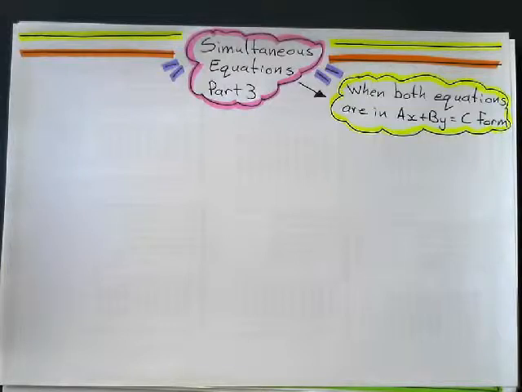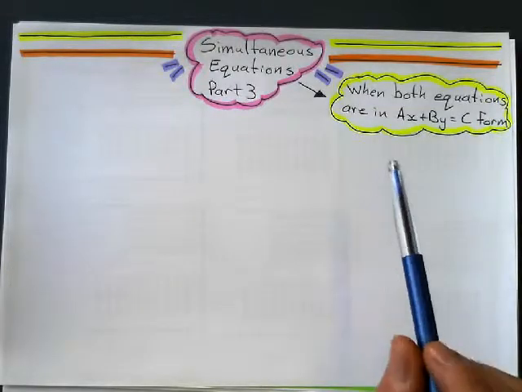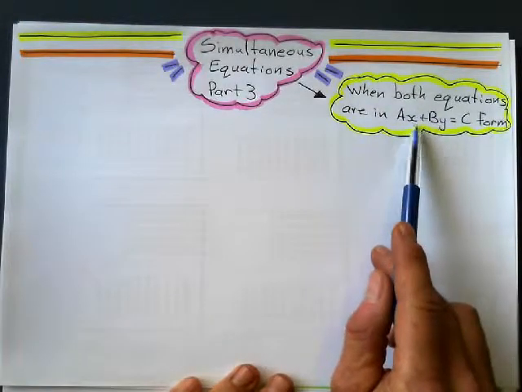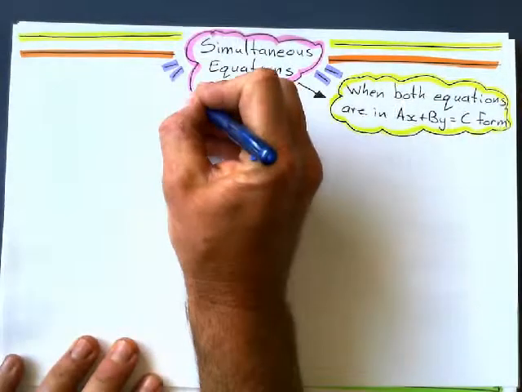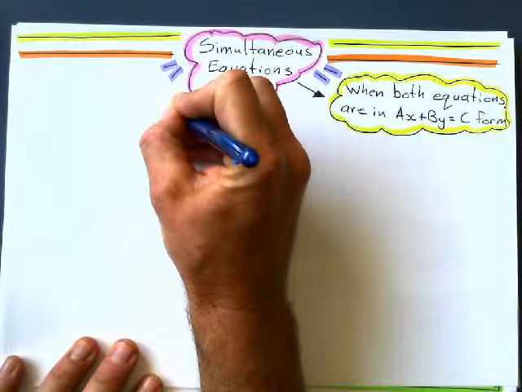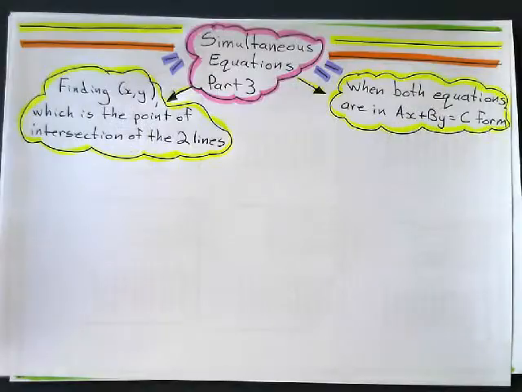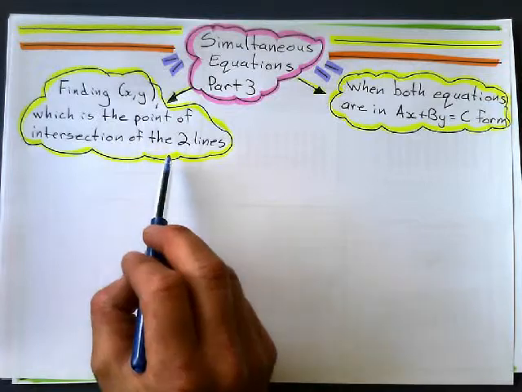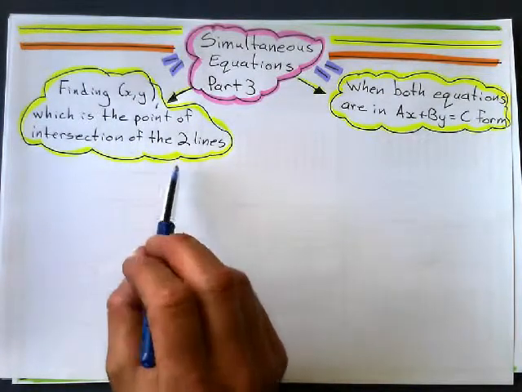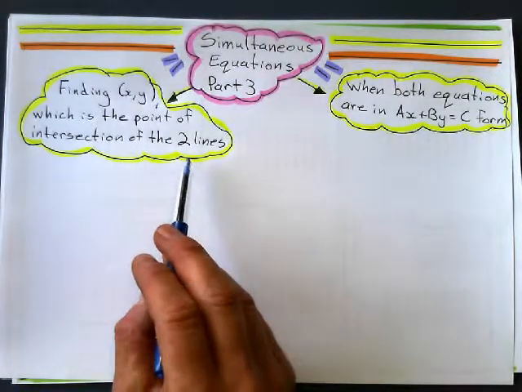So what we're going to be doing here is solving for equations when they're both in standard form. And when we solve for simultaneous equations, what are we doing? In this sense, what we're doing in all of this is we're finding x, y, which in this context is going to be the point of intersection of the two lines, if I were to graph them, which I'm not graphing them. I'm going to solve it with algebra.